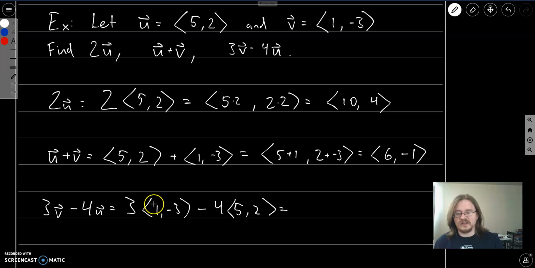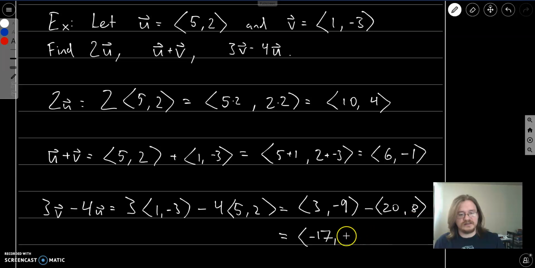So this is going to be 3 times 1 and negative 3. 3 times 1 is 3. 3 times negative 3 is negative 9. And then we'll subtract, okay, 4 times 5 is 20. 4 times 2 is 8. And when we subtract vectors, okay, so we've got 3 minus 20 is negative 17. And negative 9 minus 8 is also negative 17.